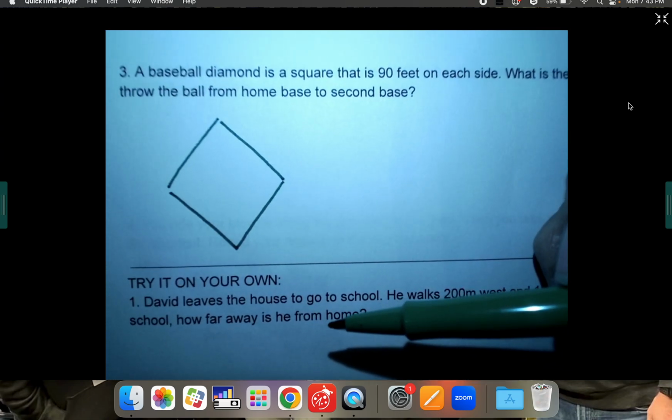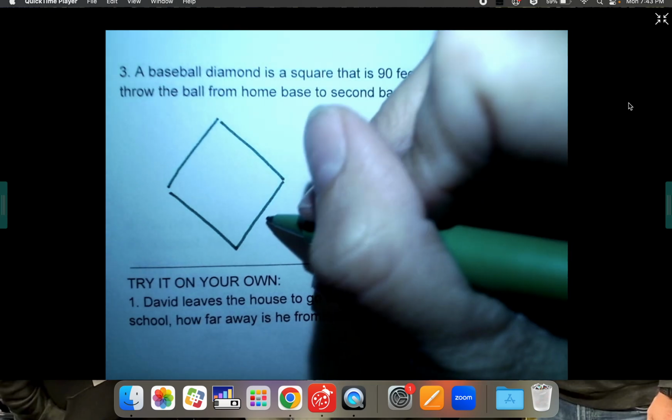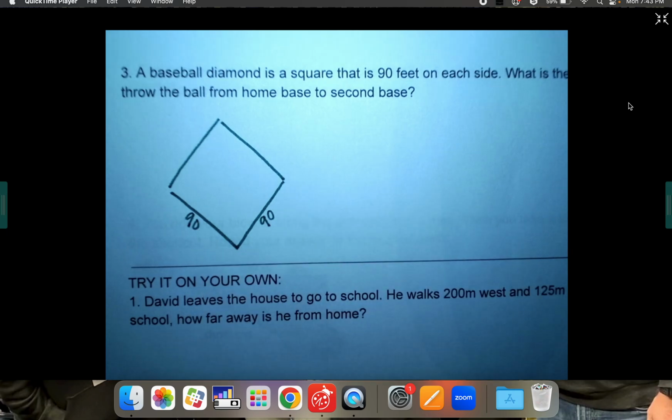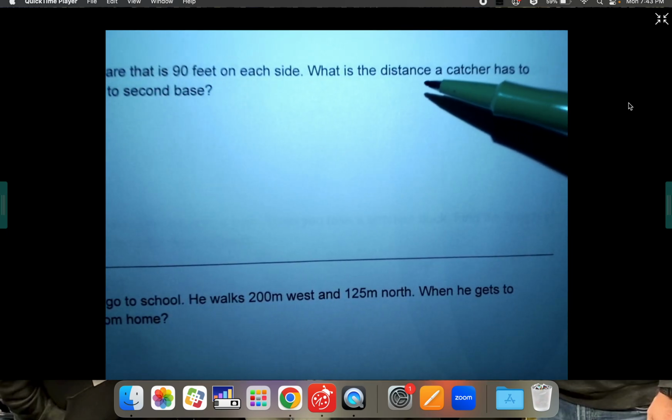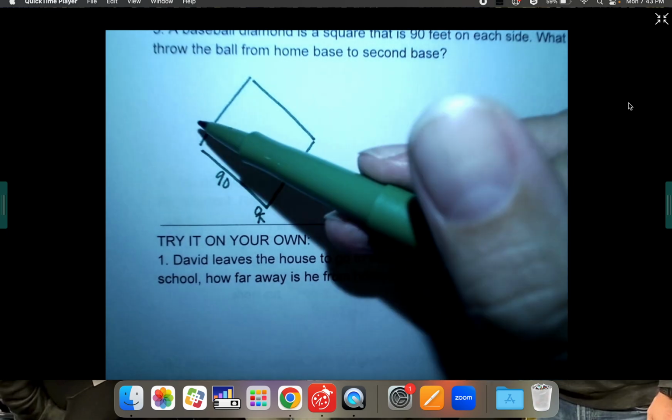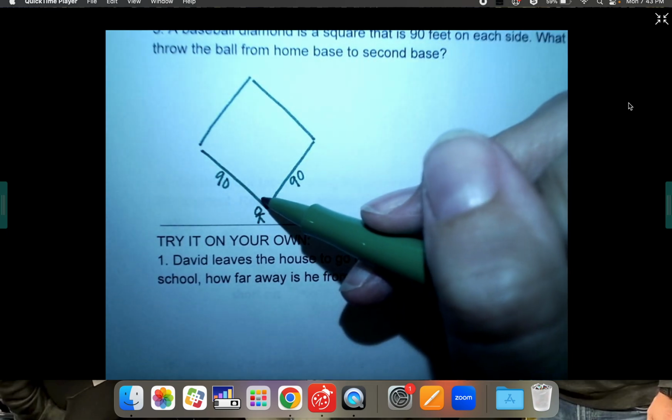It's just turned. That is 90 feet on each side. So it's 90 feet on this side, 90 feet, 90 feet, 90 feet. Okay, great. It's 90 there and there also. But I just want to know what the distance is that a catcher, and by the way, this is where a catcher stands. A catcher has to throw a ball from home base.